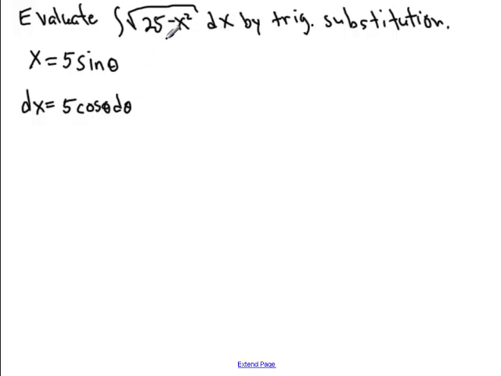Now here's the real kicker, the reason why we actually go about this. Look at the radical, 25 minus x squared. Based on our substitution, that is going to become 25 minus, and remember x is 5 sine theta, so x squared is 25 sine squared theta.